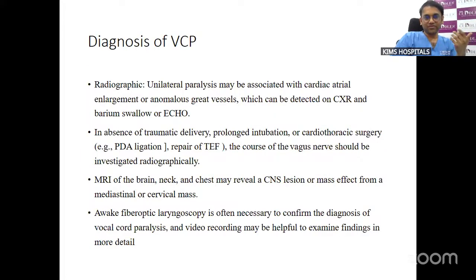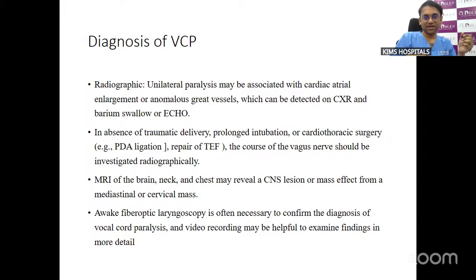For diagnosis, on radiography, unilateral vocal palsies can be associated with cardiac atrial enlargement secondary to some VSDs or PDA, which can lead to a large left atrial enlargement that can obstruct the recurrent laryngeal nerve. There can be anomalous blood vessels that are causing compression of the recurrent laryngeal nerve. Then you can do an X-ray, barium swallow, or an echo. We have seen one baby with an aberrant subclavian artery that causes compression of the recurrent laryngeal nerve. That was leading to recurrent episodes of vomiting, and the baby was not able to gain weight, with failure to thrive along with recurrent respiratory infections. When we did the barium swallow, we found certain impinging on the esophagus.